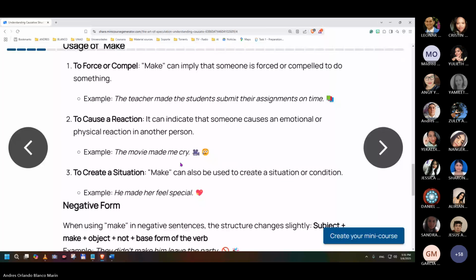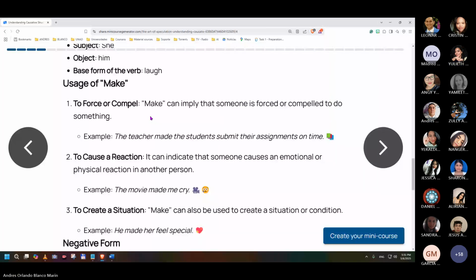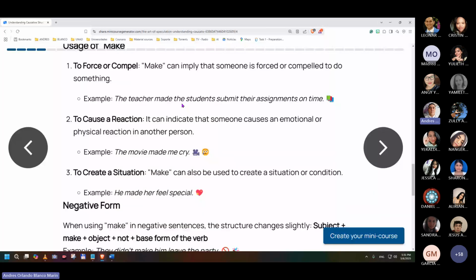So, to force or compel. The teacher made the students submit their assignments on time. I wish I could do this.